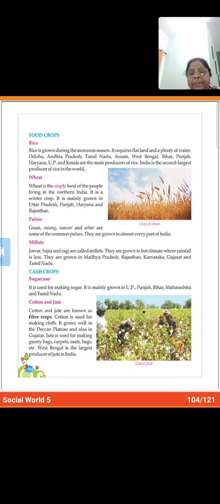Pulses means dals. I hope you know the meaning of rice and wheat. Rice is chawal, wheat is gehu, and pulses are dals. So gram, moong, masoor. Gram is chana, chane ki dal. Okay. So these pulses are grown in Kharif and Rabi, both seasons.